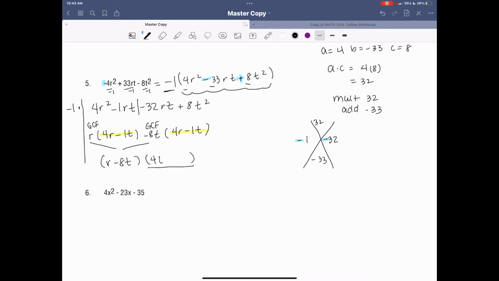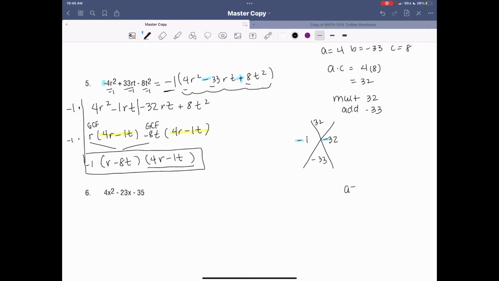So I have 4t minus 4r minus 1t. Again, we don't want to forget this negative 1. This negative 1 has been here the whole time. So then I need to include that in my answer. So this right here is your final solution.